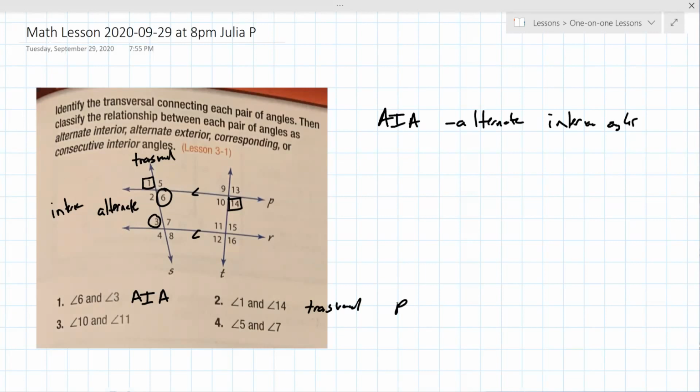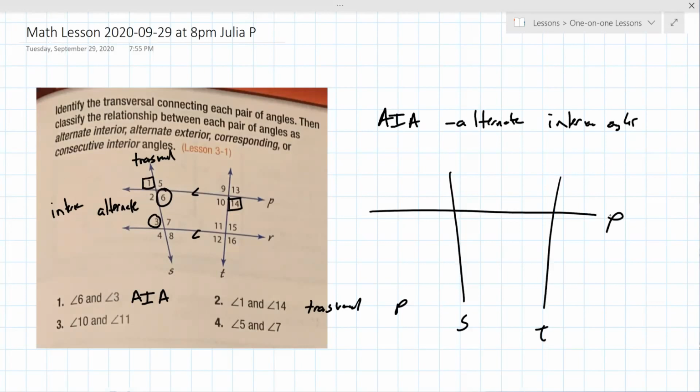They are exterior because they're not in the interior region. So S looks like this, and T looks like this, and P is that transversal, and this is the interior region, this is the exterior, and this is the exterior. So for 2, they would be considered alternate exterior. Does that sound okay? Something you've seen in class? Yeah. Alternate exterior.